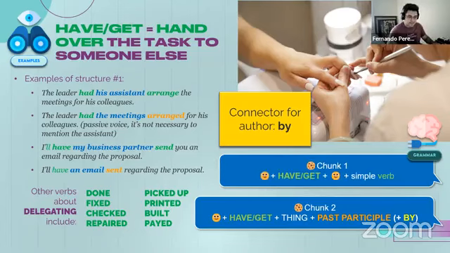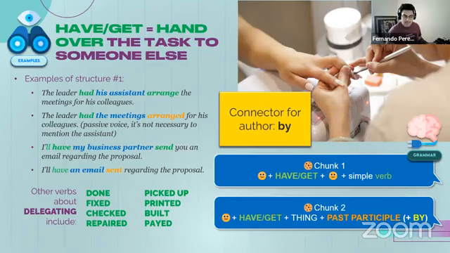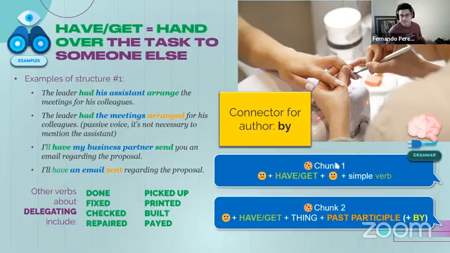Right, do you get it? So you have these two options. The first option now is using the verb have or get, but then look at the third component. The third component is a person. In the first formula, we are going to mention the person who is going to delegate the task, that received the delegating task, and then the simple verb. This second person can be an assistant, the clerk at the gas station, the mechanic who fixed your car.